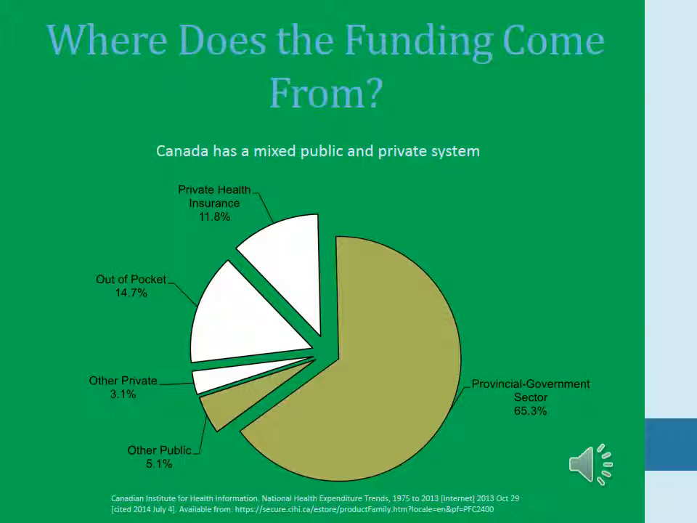Canada has a mixed public and private system, meaning that it has funding coming from several places. The provincial government supplies 65% of healthcare funding, and the provincial government is also funded by the federal government. Out-of-pocket payments account for 14.7% of healthcare funding, and private health insurance accounts for 12%.